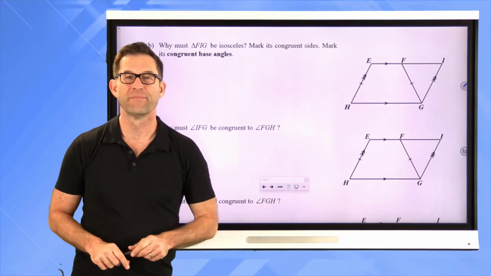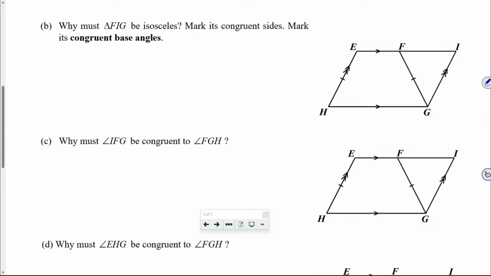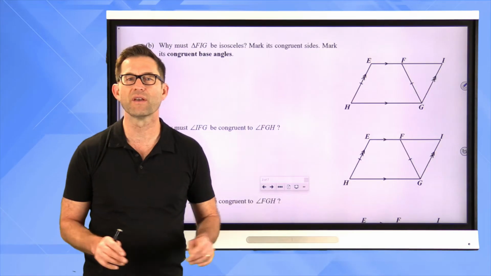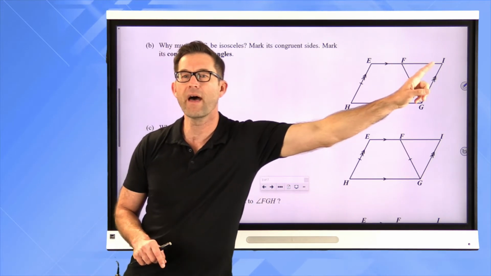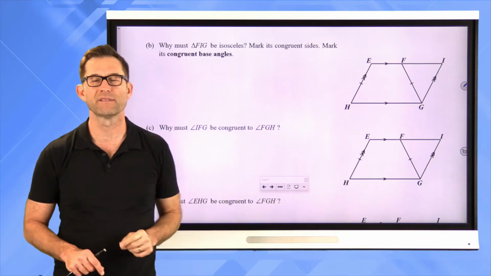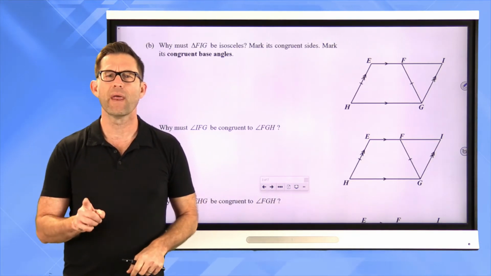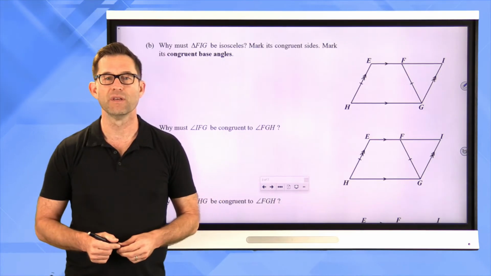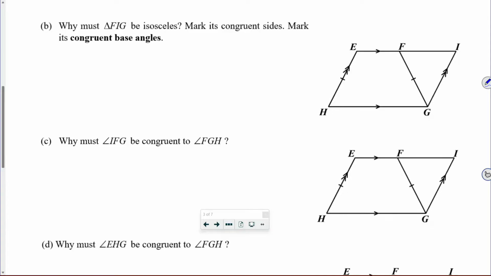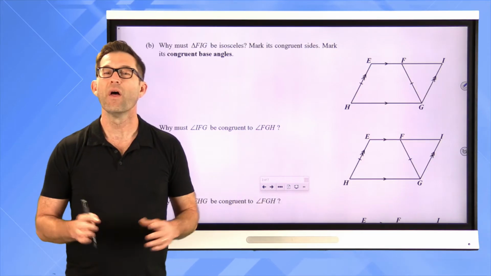All right, letter B. Why must triangle FIG be isosceles? Mark its congruent sides. Mark its congruent base angles. So there's a bunch of things going on in letter B. The first thing that we'd like to do is figure out why triangle FIG must be isosceles. So pause the video now and think about how you could justify that FIG is isosceles. Well, think about what we know.